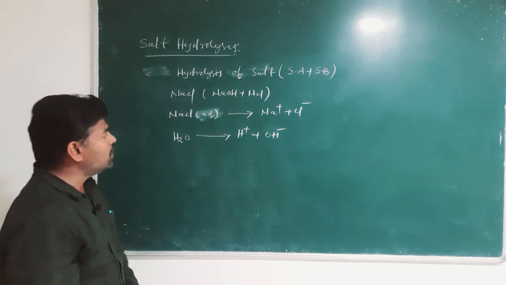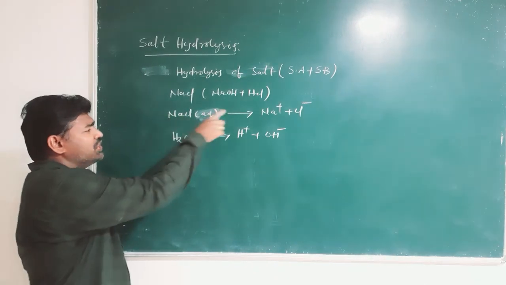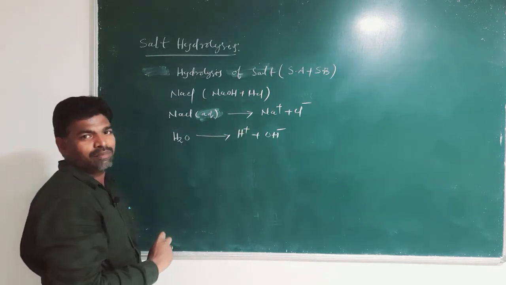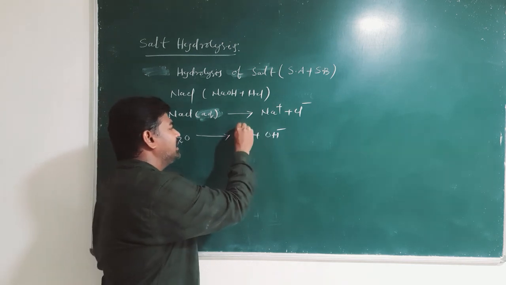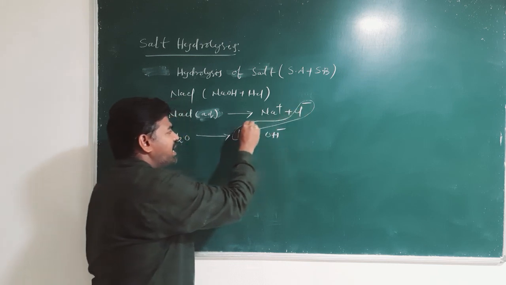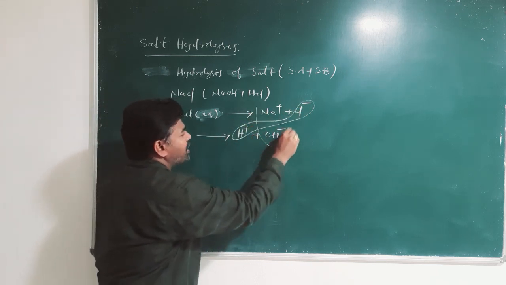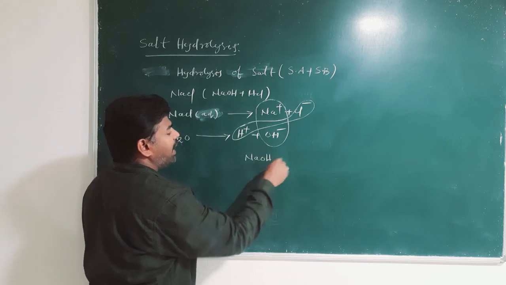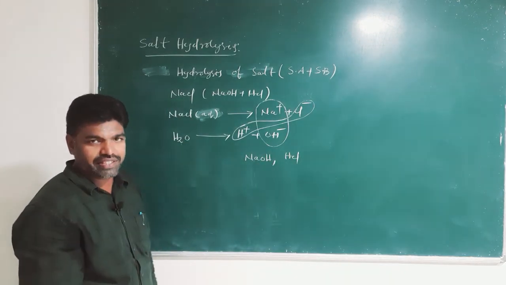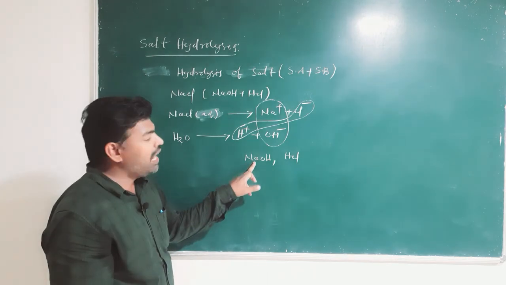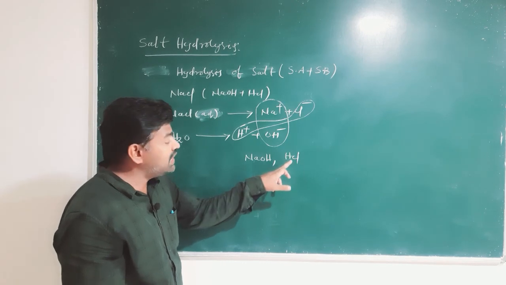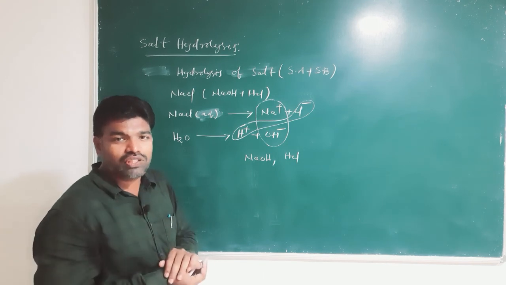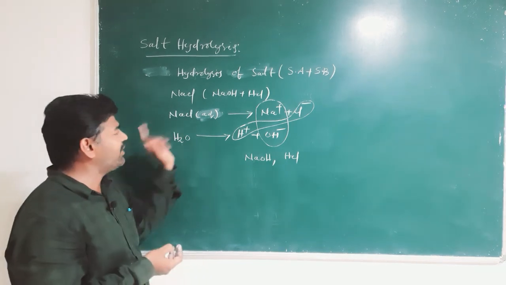So aqueous NaCl dissociates into Na plus and Cl minus ions, and water itself dissociates into H plus and OH minus ions. Due to this, a reaction takes place between Cl minus and H plus, and Na plus and OH minus ions. This results in the formation of sodium hydroxide and HCl. NaOH is a base and HCl is an acid, so those two get neutralized. So what about the pH of the resulting solution when we add water to the salt?